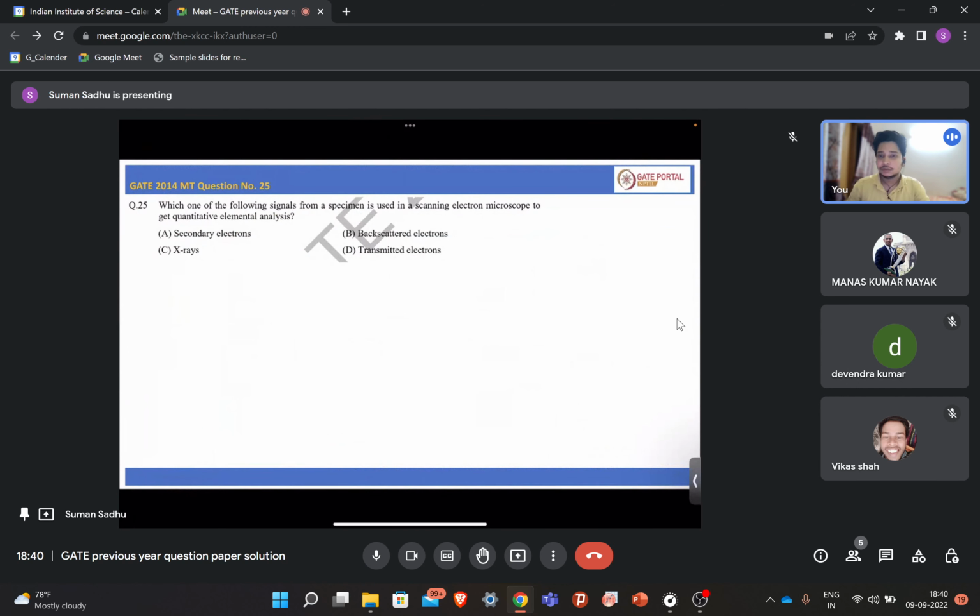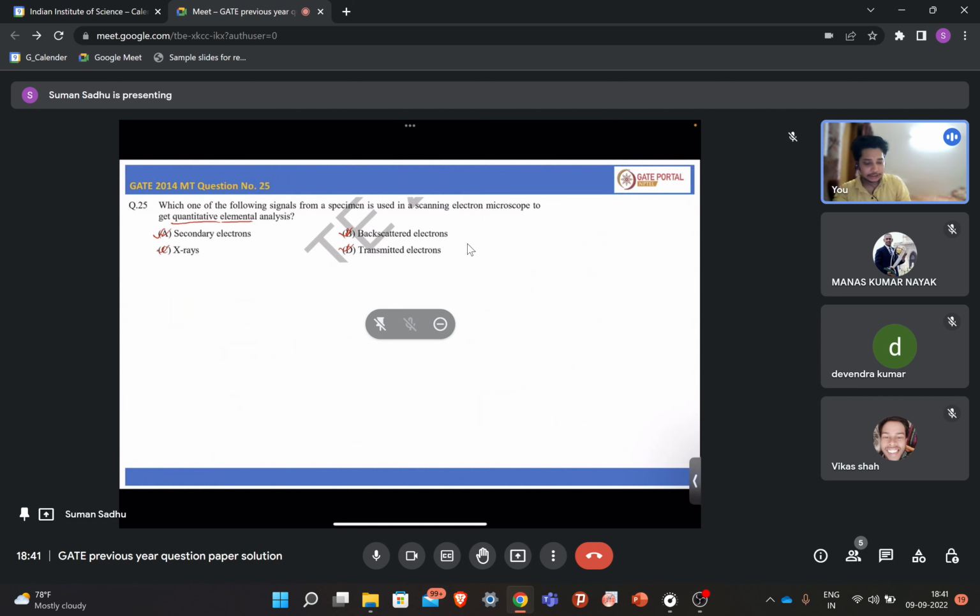This is question number 25 of GATE 2014, metallurgical engineering. The question states: which one of the following signals from the specimen is used in a scanning electron microscope to get quantitative elemental analysis? Option A is secondary electron, option B is backscatter, option C is X-ray, and option D is transmitted electrons. So what is quantitative elemental analysis? It means how much quantity of that element is present, right?